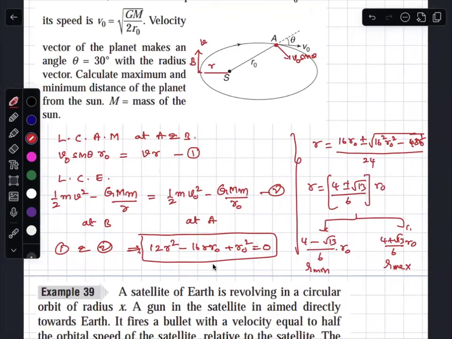Till this point, any doubt? Clear? Now, I don't want to spend much time. Please try to understand why I am doing this. I don't want to spend much time drawing figures, because I can do more problems in that time.